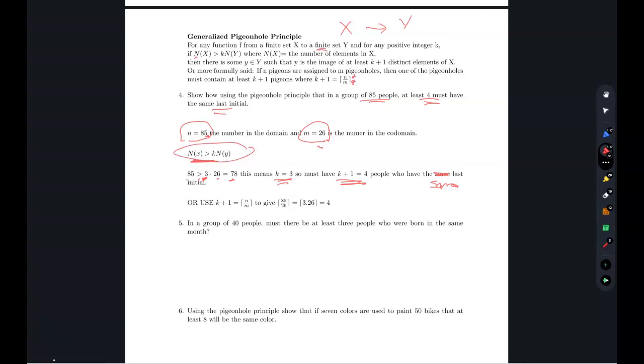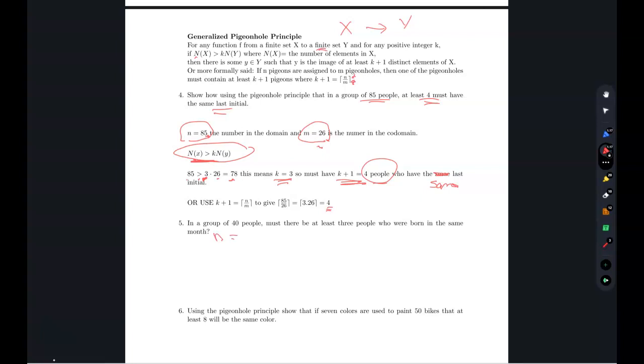Or we could just take the ceiling of n over m. So if we take 85 over 26, that gives us a little more than 3.26, and we know the ceiling of that is 4. So that means there have to be 4 people. So it's going to be necessary for you to know both of these because they come up in different ways.